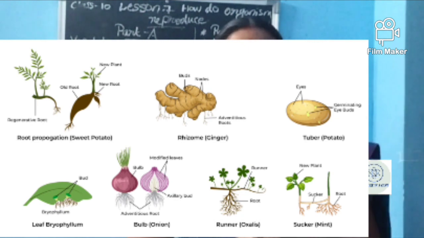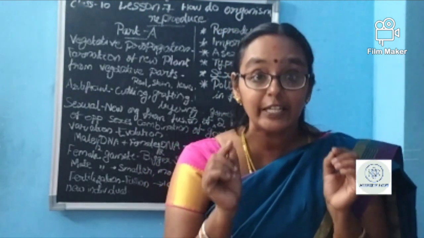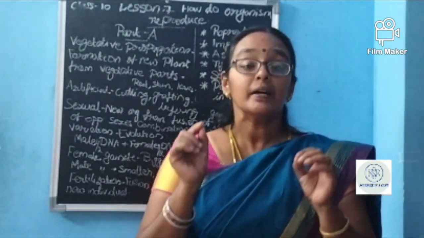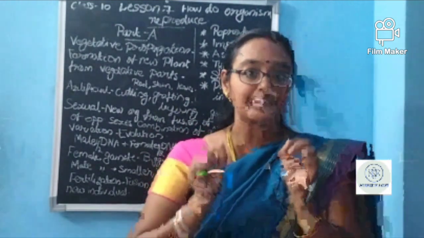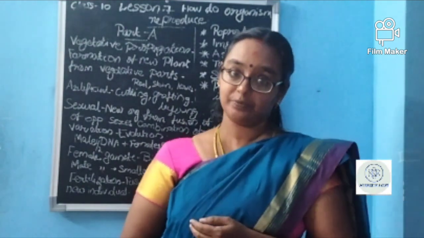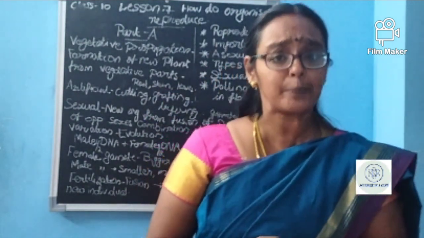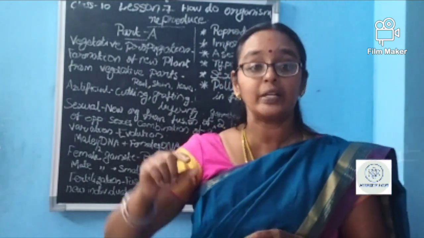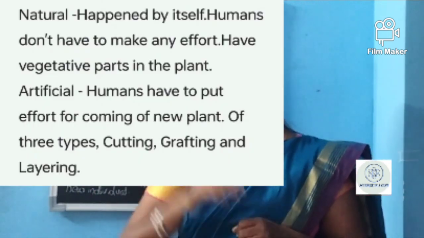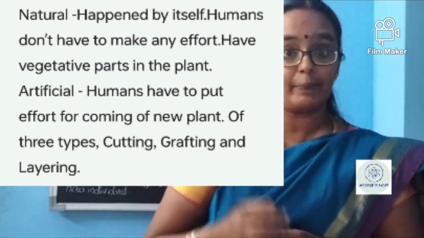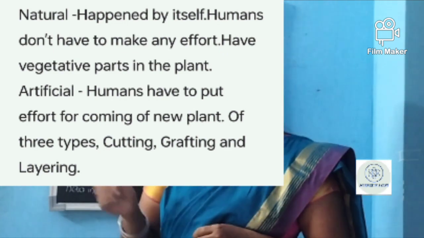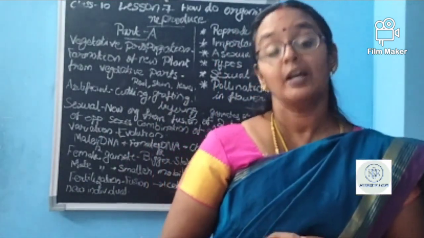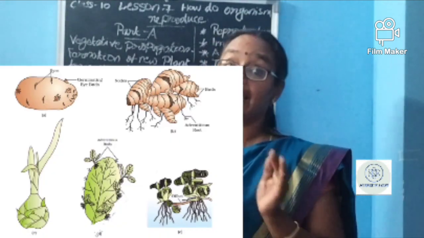For example, bryophyllum. When the leaf is lying on the soil, from the ends of the leaf, new plants will start growing. In the case of sweet potato, if the root is detached and kept in the soil for some time, a new plant will grow from the root. In the case of turmeric and ginger, a new plant can be generated from the stem. This is the natural way.